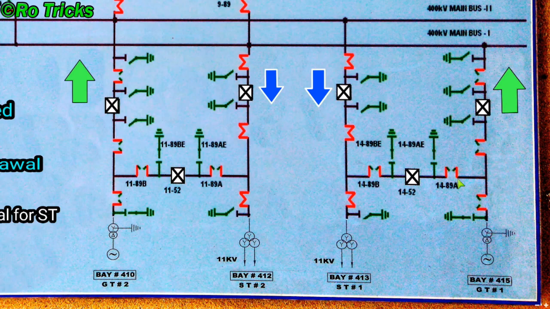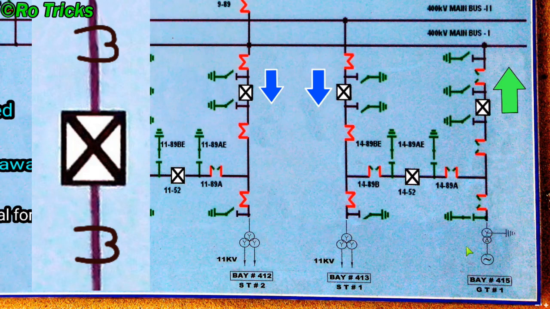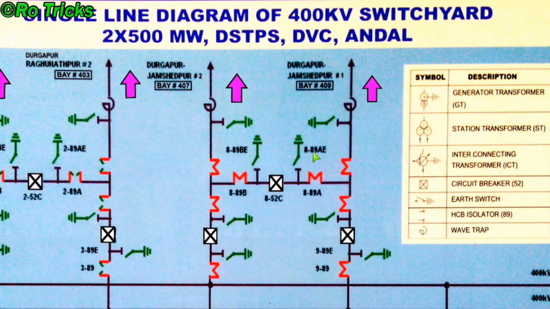You can see there is an interconnection between the generator bay and the station transformer. If the main bus bar fails, then the station transformer will not be able to draw power. That is why there is an interconnection between the generator bay and the station transformer. This bay is exactly the same as this one, so I don't need to explain it again. Let me tell you that there are 2 current transformers beside each and every circuit breaker, which are not shown in this diagram.